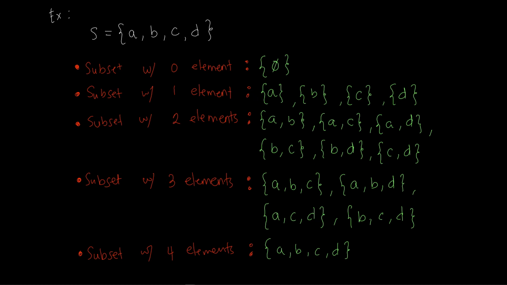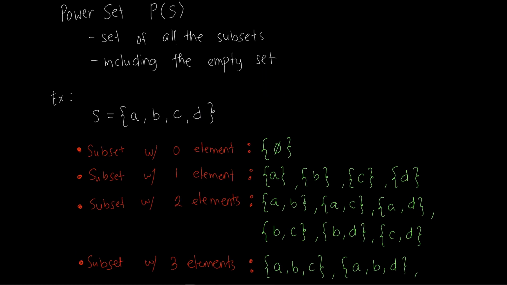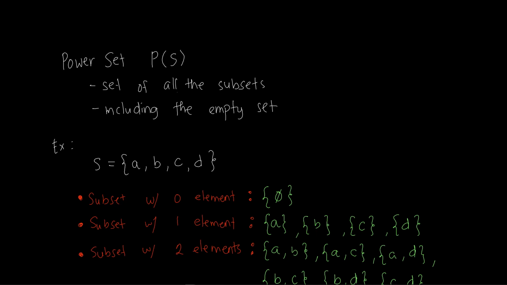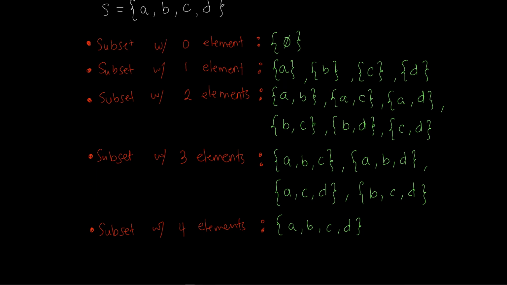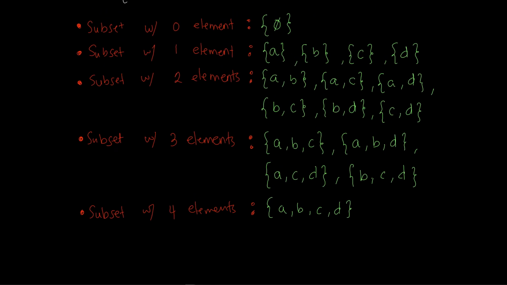Okay? And since yung power set daw is set of all the subsets, ibig sabihin, ilagay natin ito sa isang set. Yan lahat. So hence, the power set of S is equal to, okay, set siya. Set siya ng all subsets. Okay, so set siya ng empty set, ng A, ng B, ng C, ng D.